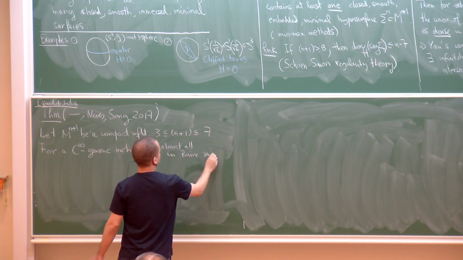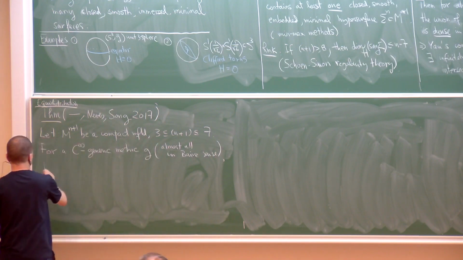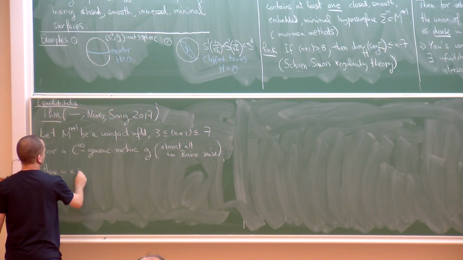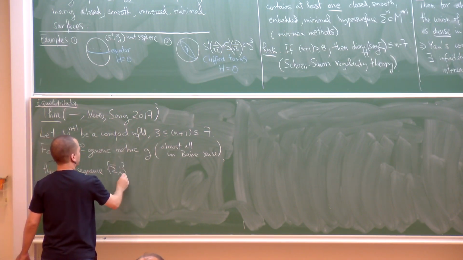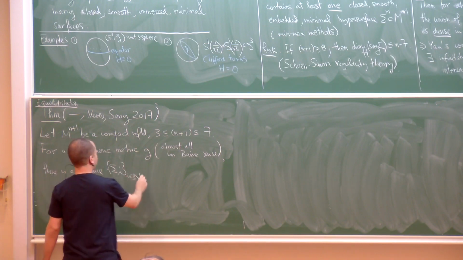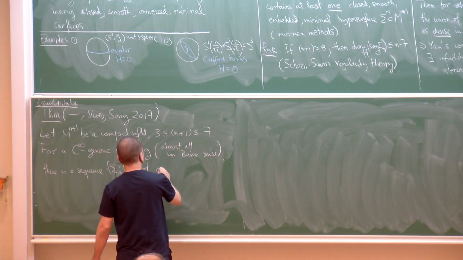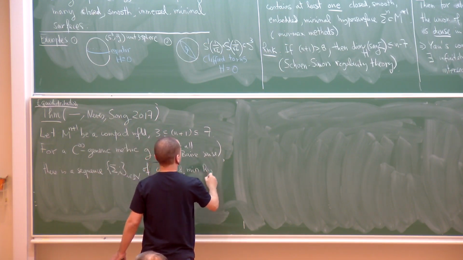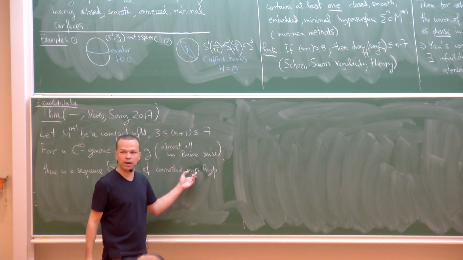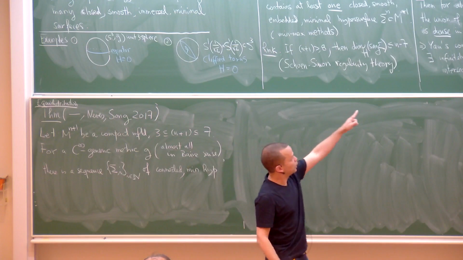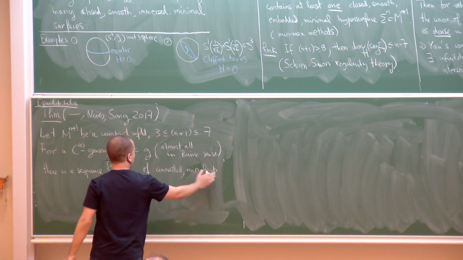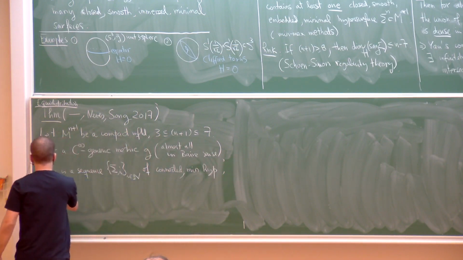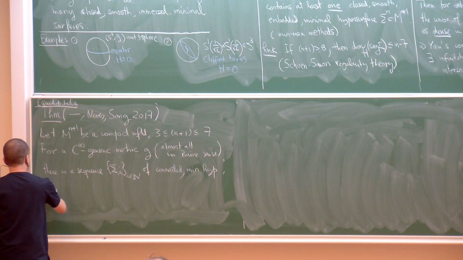there is a sequence sigma i of connected minimal hypersurfaces. Okay, so from now on, when I say minimal hypersurface, I will mean a closed, smooth, embedded minimal hypersurface. So there is a sequence of connected minimal hypersurfaces that is equidistributed.